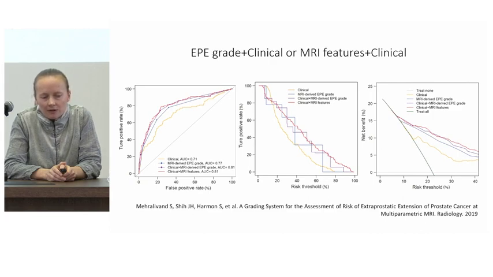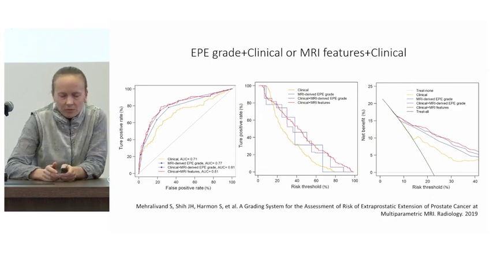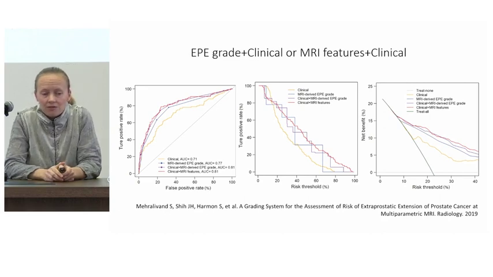They added to the EPE grade, or just to separate MRI features, some clinical variables and some pathological variables from the International Society of Urological Pathology from biopsies. And after that, their curves look better. The yellow one is just the clinical predictive model.